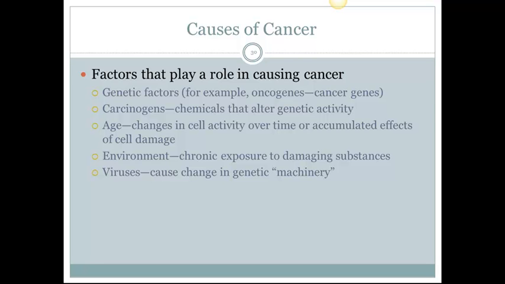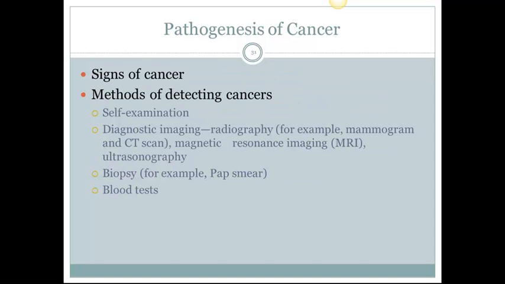Causes of cancers. There are many different types of causes. There are genetic factors, such as cancer genes, and a good example is the breast cancer genes BRCA1 and BRCA2. Carcinogens, such as smoking or benzenes. Age: leukemia is more prominent in younger people, colon cancer in older people. Environment: sunlight can cause cancers, skin cancers, and viruses such as HPV.